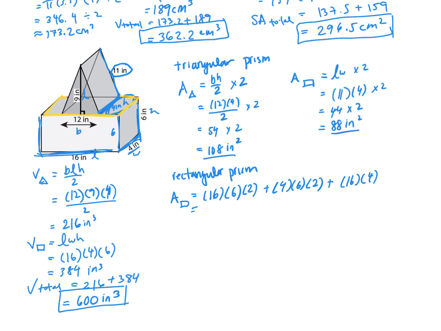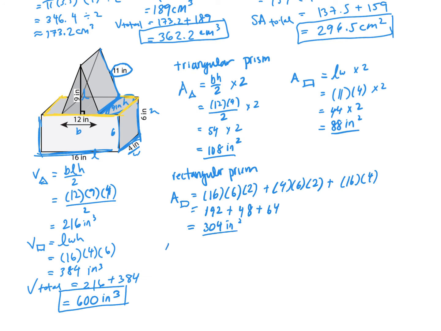So 16 times 6 times 2 is 192. 4 times 6 times 2 is 48. And 16 times 4 is 64. And we can add those up to get 304 inches squared.